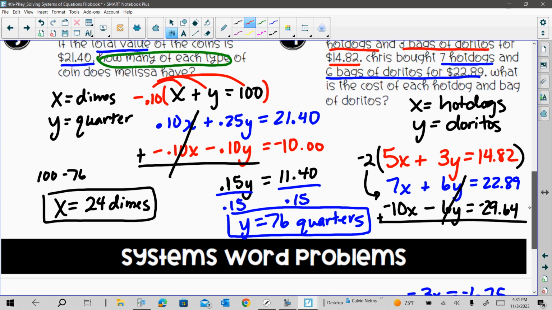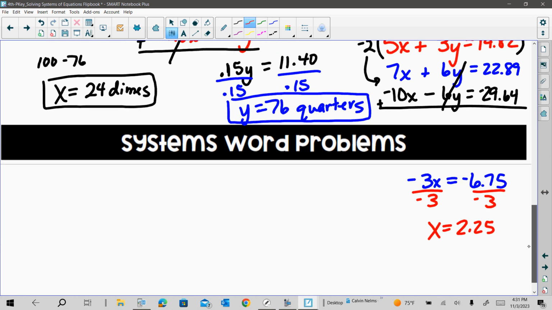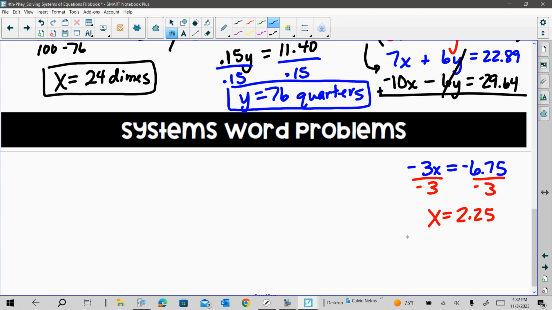Now to get the bag of Doritos, we need to plug it back in. You can do the top or the bottom equation. I'm just going to go ahead and do the top equation. Since I know my value of x here, that means I'm doing 5 times $2.25 plus my 3y equals $14.82.